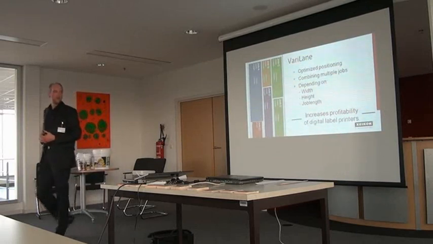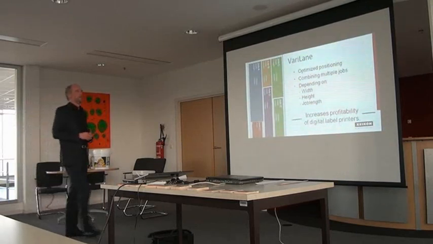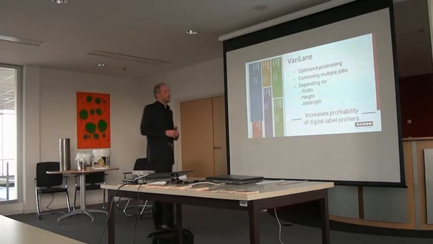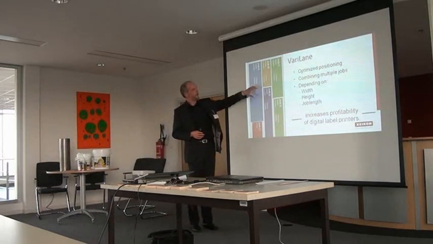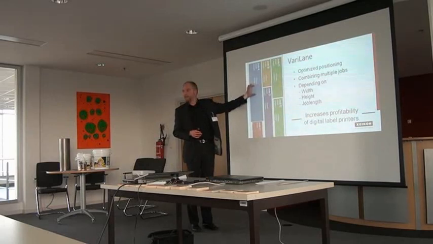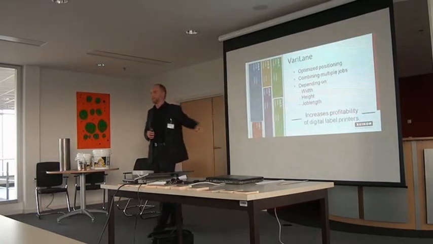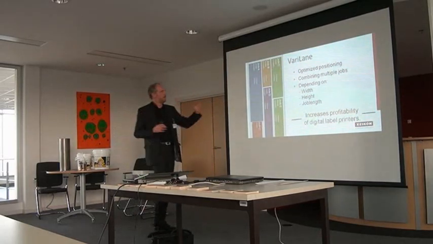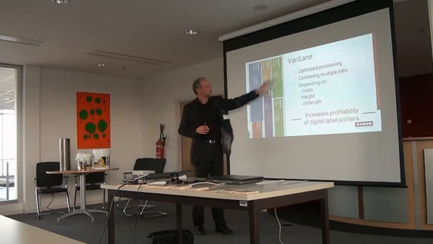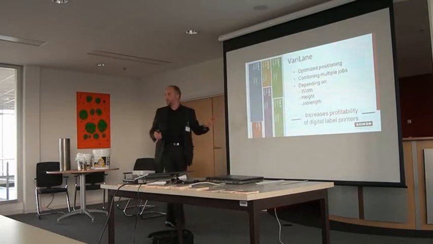How it works, what it does: VariLane is going to combine all your jobs, as I mentioned, depending on the width of the label, the height of the label, and the job length. So it's going to create individual jobs, and combine all these jobs on the available web width.